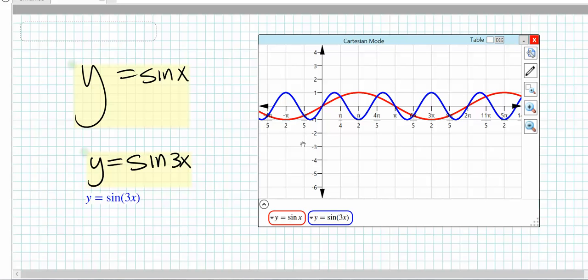So what does this 3 mean, okay? This 3 means that you have to get 3 full cycles on a distance of 2 pi. That's what that 3 means, okay? Look, here's 1 cycle. Here's 2 cycles. Here's 3 cycles on a distance of 2 pi. That's what the 3 means. So how do we scale it? Because we only need to graph 1 period of this. So we only need to graph from here to here.